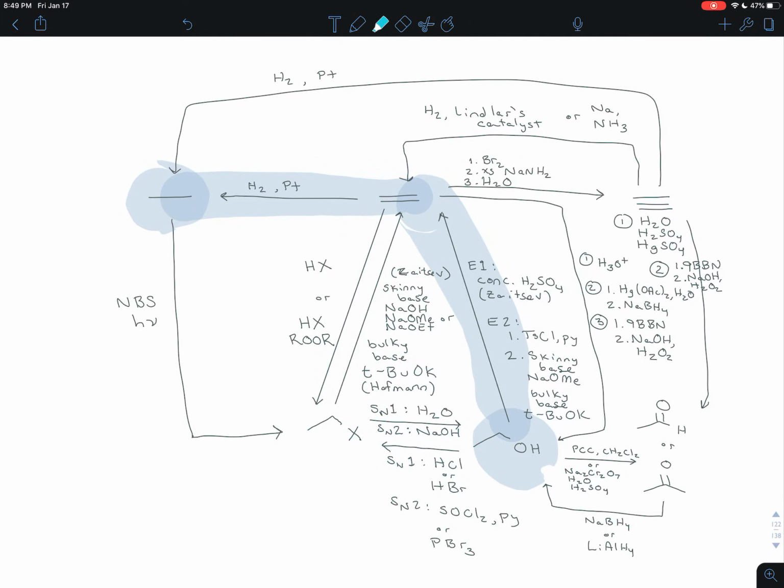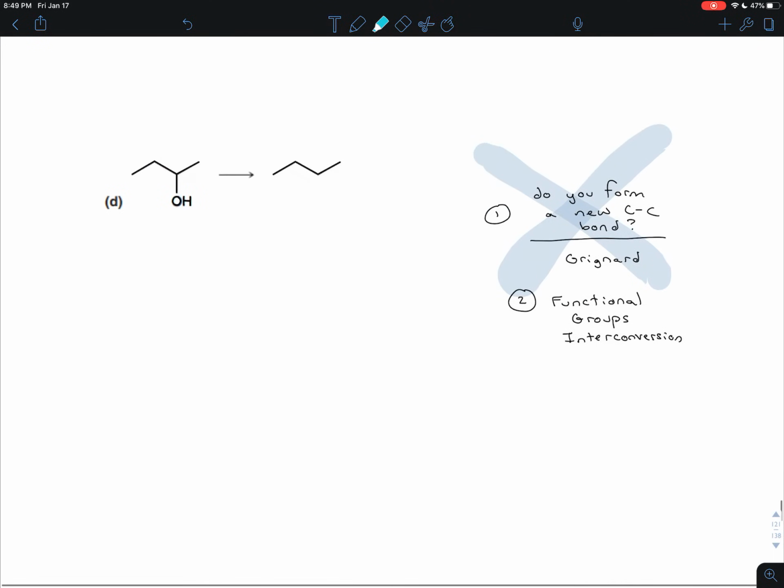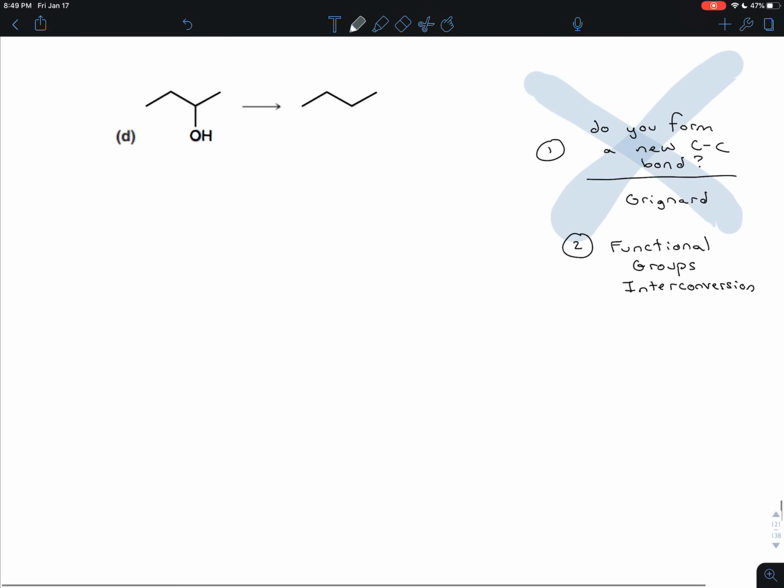And there are other ways too. The shortest one is that first one that we talked about. So let's analyze that and show how, through reasoning, you could come up with that synthesis. So we look at these two molecules.